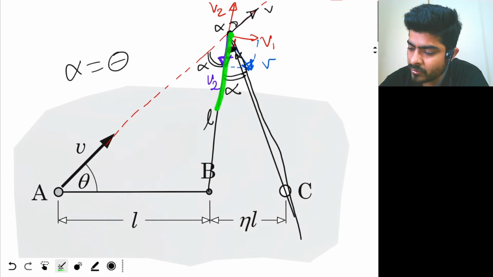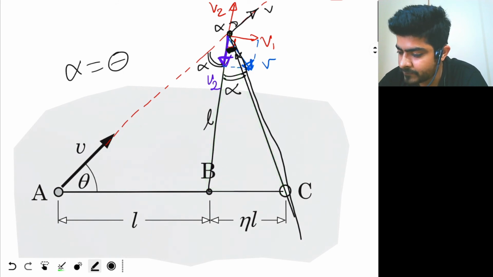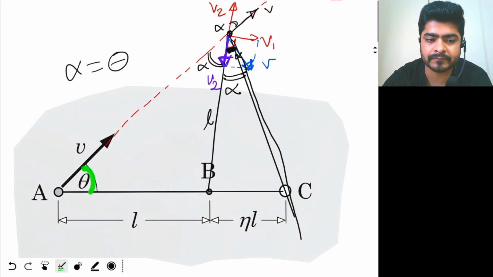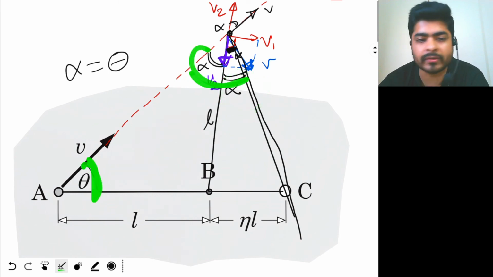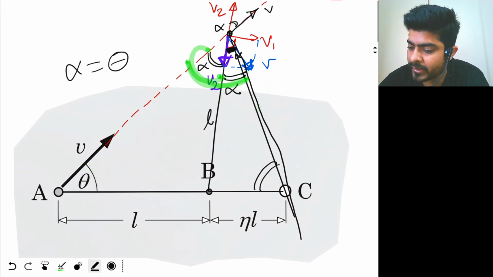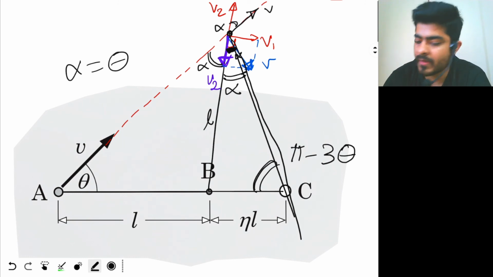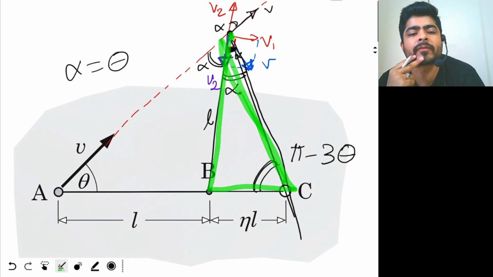Then, look at this triangle. Let's connect them. Alright, so this is theta. Here we have theta, here we have theta. So theta and 2 theta, then this angle over here should be how much? This should be equal to pi minus 3 theta. Now look at this triangle over here. We apply Lami's theorem for this triangle.